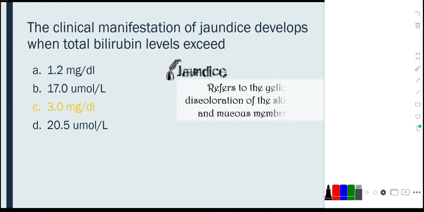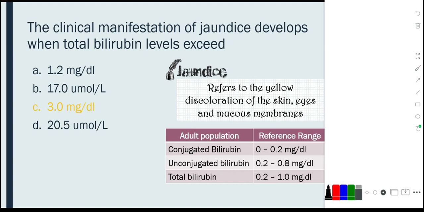Jaundice is the term used to refer to the yellow discoloration of the skin, the eyes, and the mucous membrane, particularly because of the accumulation of your bilirubin. It could be either conjugated or unconjugated bilirubin. Now, total bilirubin here refers to the sum of the conjugated and the unconjugated bilirubin. But take note guys, the total bilirubin in the serum is mostly composed of the unconjugated bilirubin.